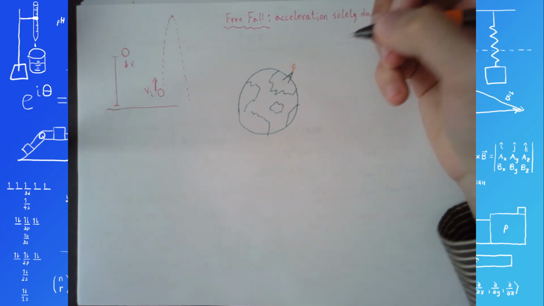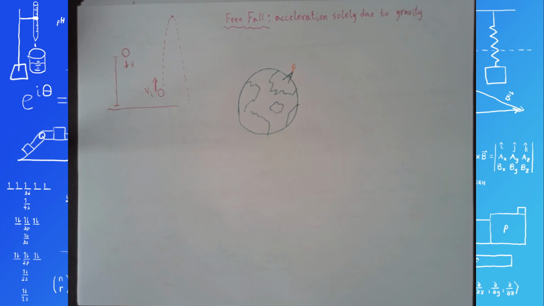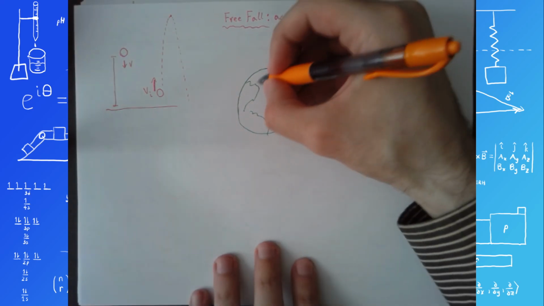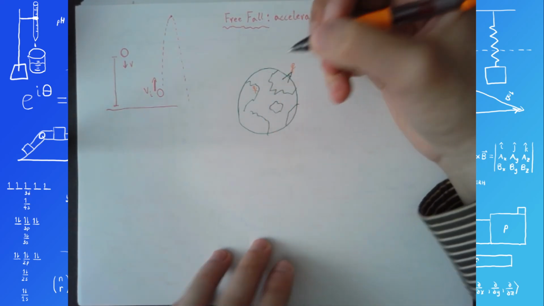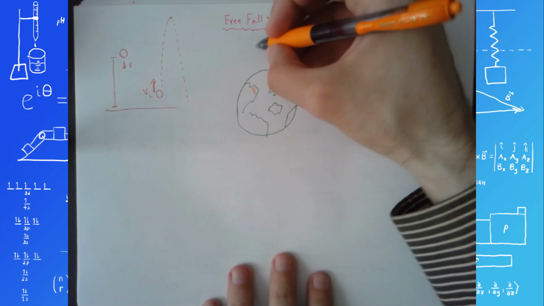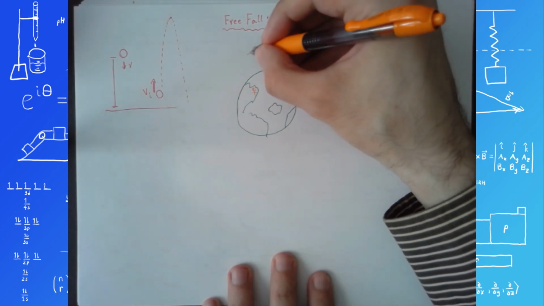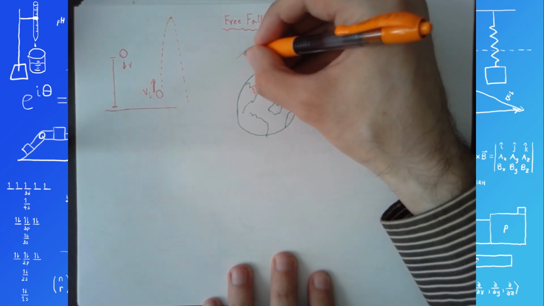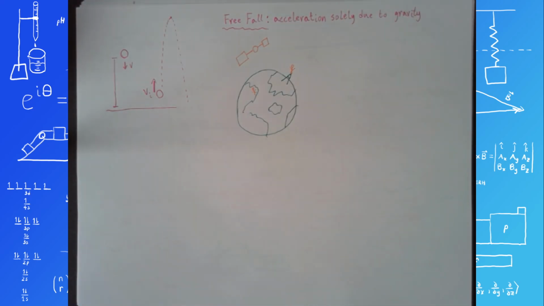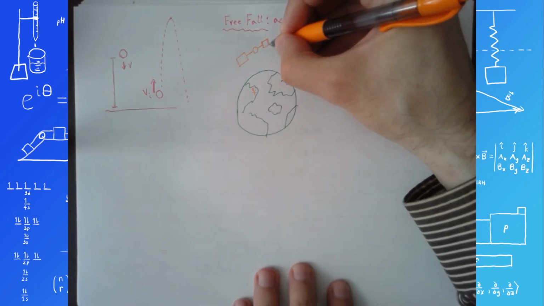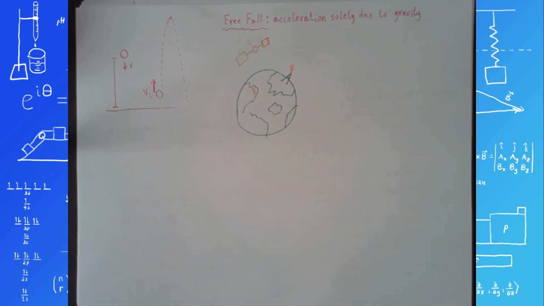This person standing at the top of Mount Everest is going to experience a lower acceleration due to gravity compared to someone who is standing maybe at sea level over here. And a satellite that's just floating around, or even the moon itself, is going to experience even less gravity. The farther away you are from the surface of the Earth, the weaker the acceleration that you have towards the Earth.